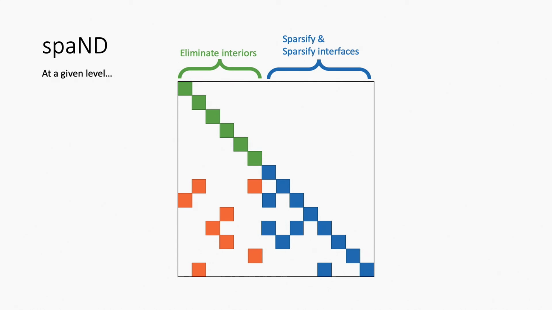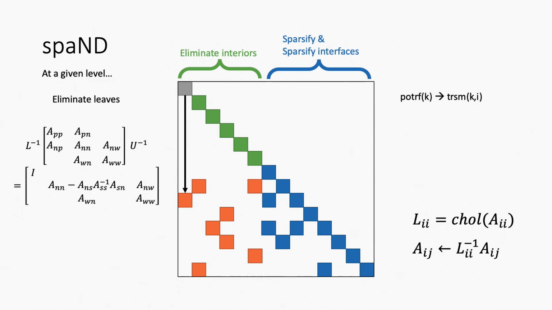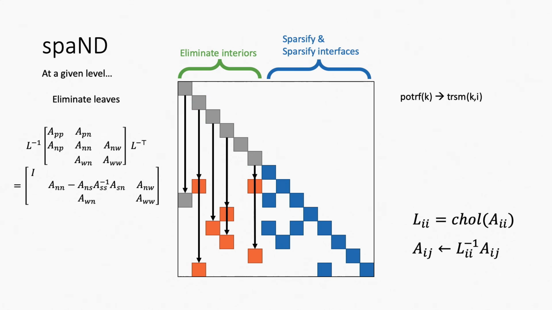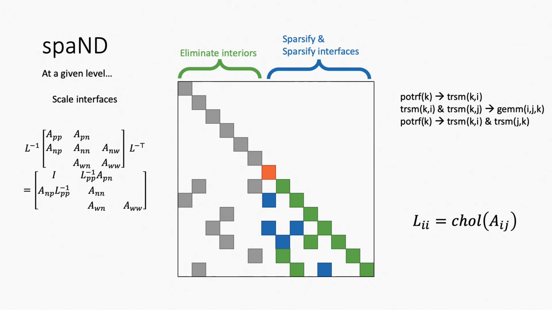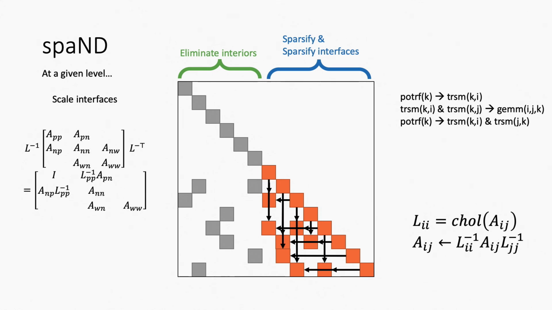So basically, in this span diagram, you need to do 3 things. You need to eliminate a bunch of interiors, and then sparsify the remaining interfaces. So elimination is basically like a block Cholesky. You have a bunch of pivots that you need to do Cholesky on, they trigger a bunch of triangular solves, which themselves trigger a bunch of GEMMs, so fill-in. So that's pretty normal, I guess. Then you have the sparsification part and the scaling part. The scaling is, again, very similar to a block Cholesky. So you scale the pivots, and you do a bunch of triangular solves.